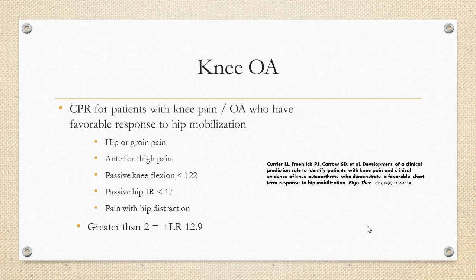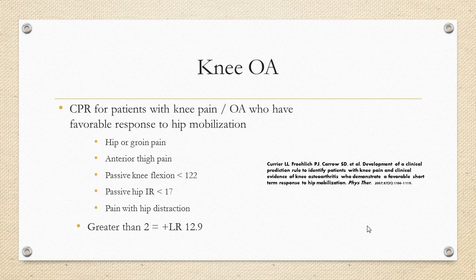Currier et al. looked at developing a CPR to identify patients with knee pain and clinical evidence of knee OA who would respond favorably to hip joint mobilization. So the purpose was to develop that clinical prediction rule. And they also wanted to look at the predictive validity of individual clinical tests for identifying these types of patients.